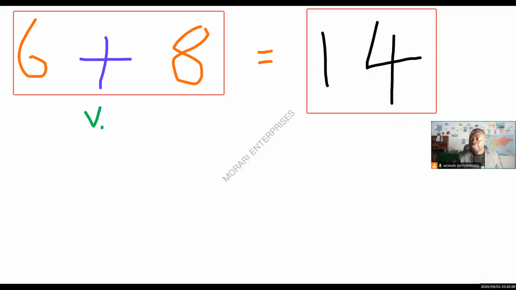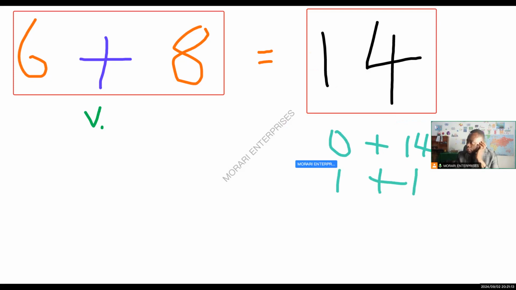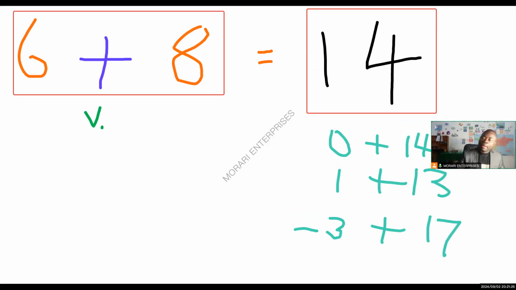So another way to say 6 and 8 is 14. In fact, there are uncountable ways to say 14. 0 and 14 is 14. 1 and 13 is 14. In fact, negative 3 and 17 is also 14. So you see, where negative numbers come into play, that is where we hit a snag. Like I said, there are uncountable ways to arrive at a number because all these numbers are but convention, an agreed upon way.